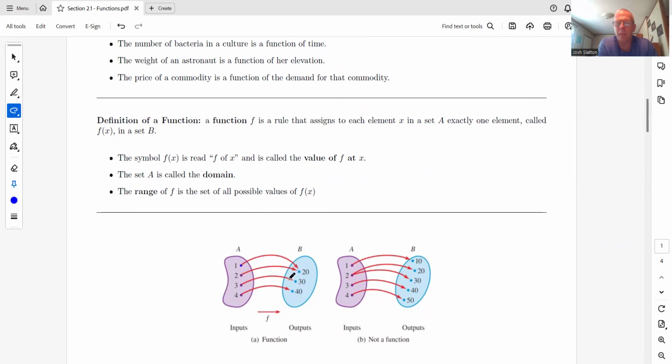But the important part is that 1 only maps to 20. It doesn't map to 20 or 30. Whereas in this case, we have 2 maps to 20 and then 2 maps to 30. And so that means it's not a function. So for a set mapping to another set to be considered a function, you can only have an element over here going to exactly one element over here. It cannot go to 2 elements. So here is a function. Here is one that is not a function.